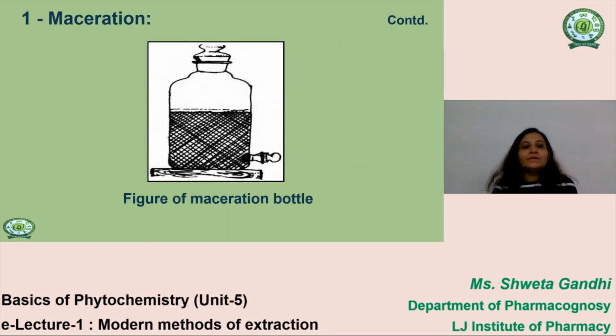Okay. Next, this is the diagram of how we are doing the maceration. This is the figure of a maceration bottle. Inside the bottle there is a drug, and we will add the solvent in the bottle. This is the cork, and after 3 days, or we will repeat it thrice, we will strain out the filtrate.